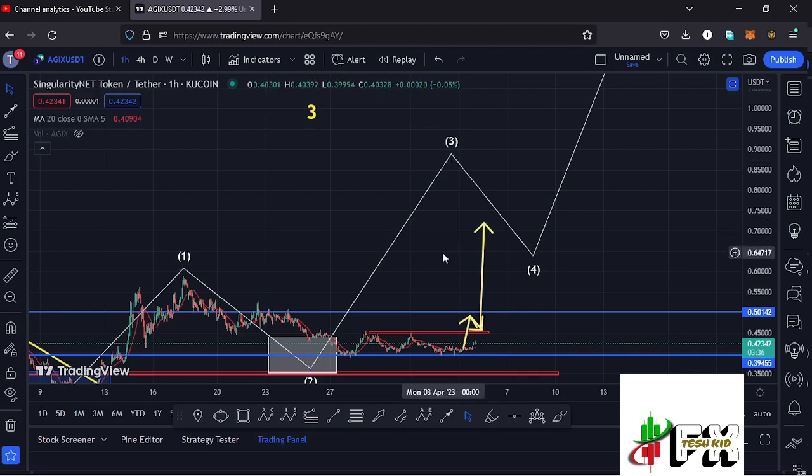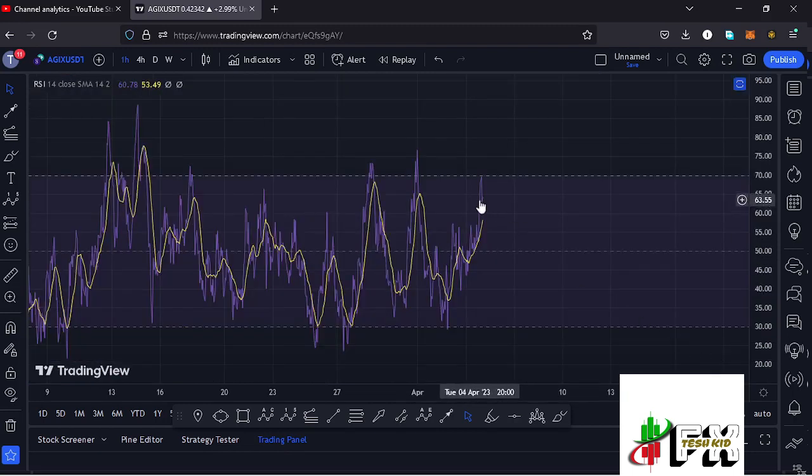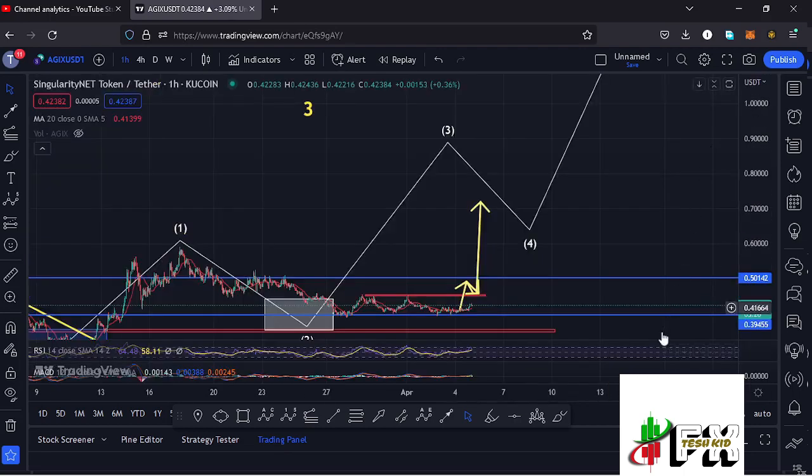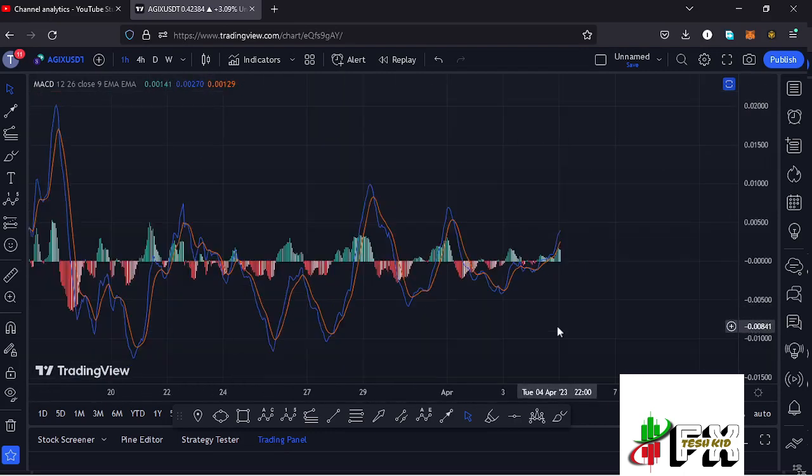And also taking a look at the indicators here on the RSI, we are trading at around the 63 mark, meaning we have massive room for us to fully support higher prices. Also taking a look at the MACD, here on the MACD we have been able to print a bullish cross, fully supporting higher prices. So let's be patient and see how that plays out, and I'll be keeping you updated.